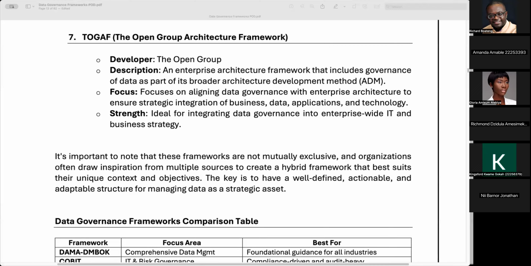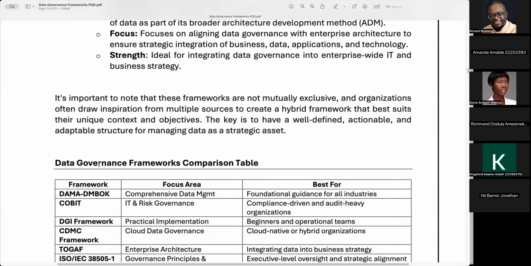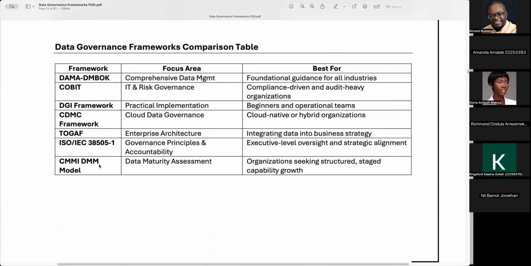And the source makes the point that these aren't mutually exclusive, right? Organizations often mix and match. Exactly right. You rarely see an organization adopt one framework wholesale, ignoring all others. More often, they'll draw principles or specific components from several frameworks to build their own tailored approach that best fits their unique needs, their industry, their size, their company culture, their specific regulatory environment, and the nature of the data they handle. The best framework is the one that fits.